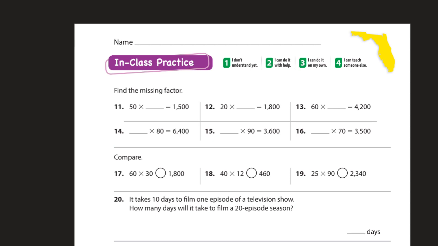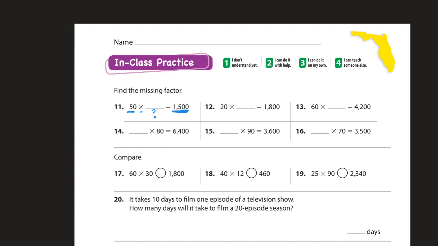And on Friday, the last thing that we looked at that may be a little bit new is finding the missing factor. So this would be 11 through 16. And this is how we think about it. We have to literally read what the problem says. 50 times what number equals 1,500.